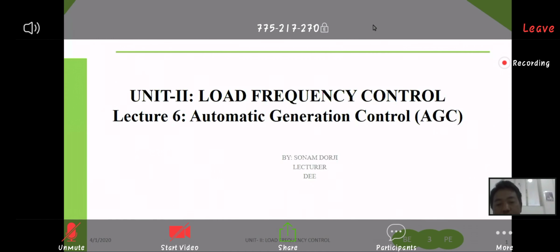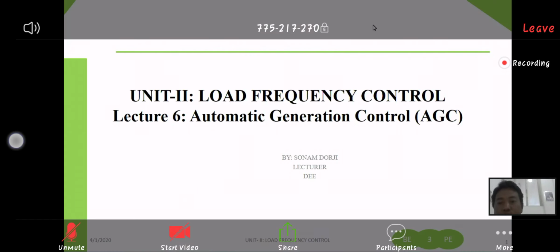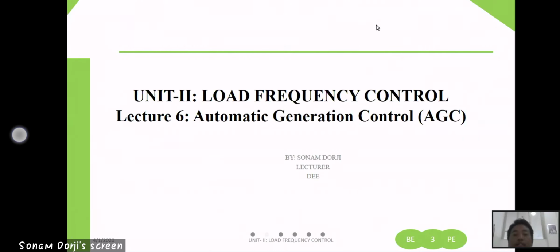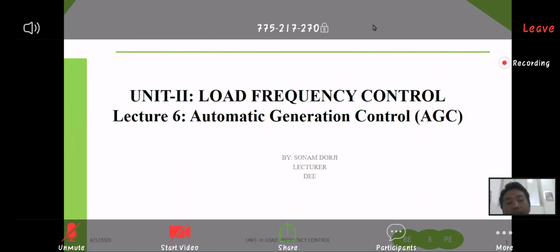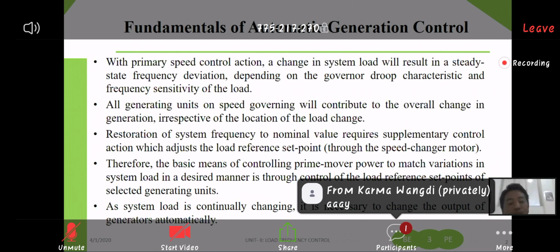Okay, so how will we control the frequency by using AGC? It is a secondary control. Okay, so primary control is a speed governor. So these are some basic fundamentals of automatic generation control, which you can go through. And in this slide, I have made the differences between primary control action, that is the speed governor, and then secondary control action, that is under automatic generation control. Okay, so you can just read this slide and you will understand that.